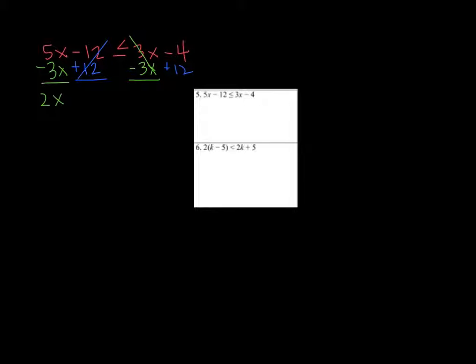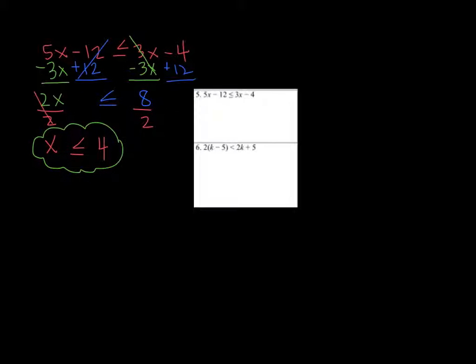Positive and negative 12 cancel. I bring down my symbol, which was less than or equal, and negative 4 plus 12 is 8. Then at this point, the opposite of multiplying by 2 would be to divide, so I divide both sides by 2, and that gives me x is less than or equal to 4. Once I have my variable isolated, I know I have my answer.